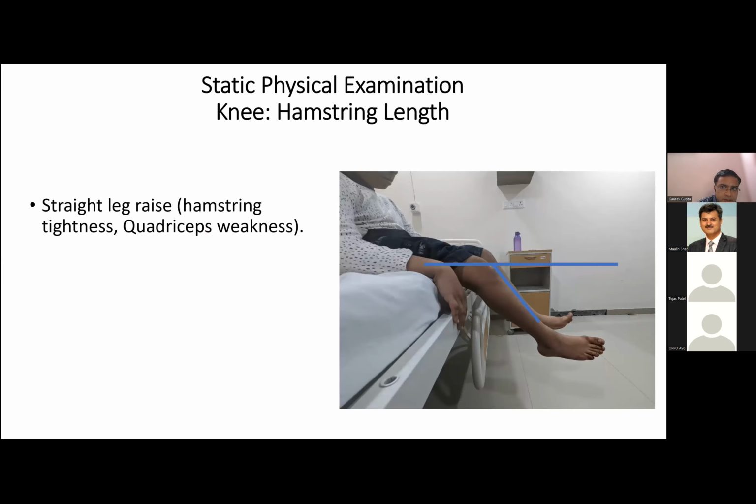Then after assessing the hip, we should assess the knee, where we are mainly assessing the hamstring length. So we can do the straight leg raise test. We can ask the child to sit on the couch at the corner of the bed, and then ask the child to extend the knee. The child should not be bending backwards, and his spine should be straight. And the lag from neutral is known as the extensor lag, and it suggests either hamstring tightness or quadriceps weakness. In both of them, there can be extensor lag.